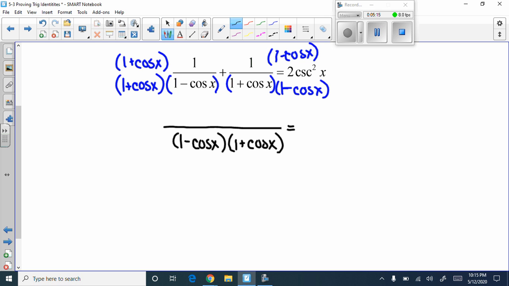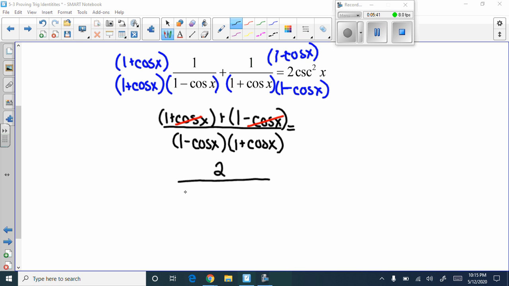All right, so we're going to get 1 plus cosine x, since that's times 1, plus 1 minus cosine x. And so now when I look here, I've got cosine x and a negative cosine x. They're opposites of each other, so they're going to cancel. 1 plus 1 is 2.